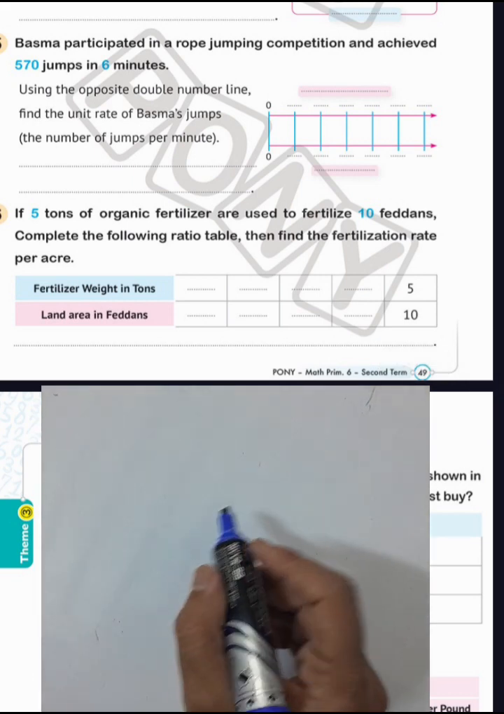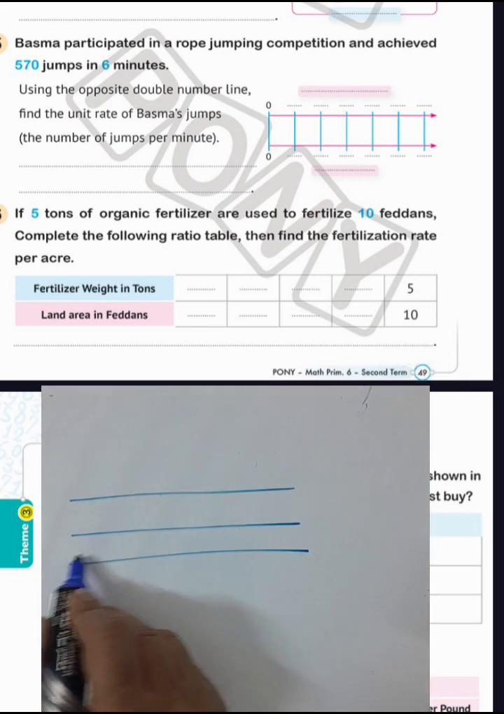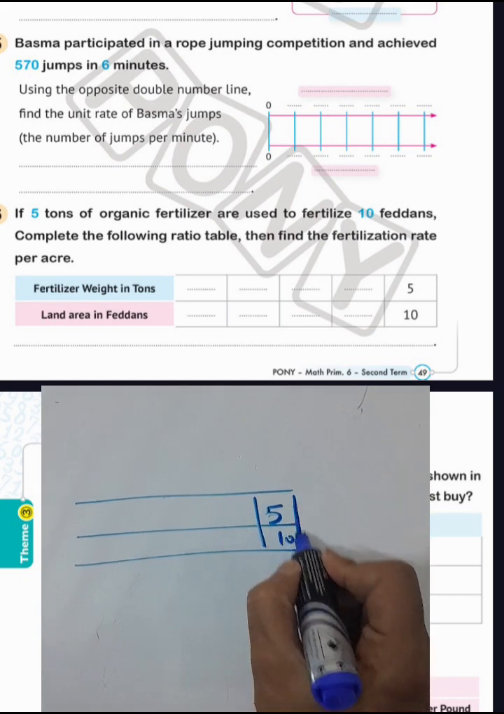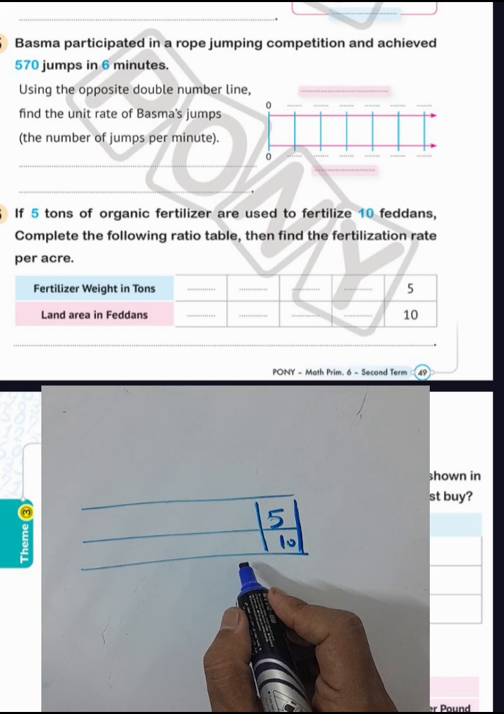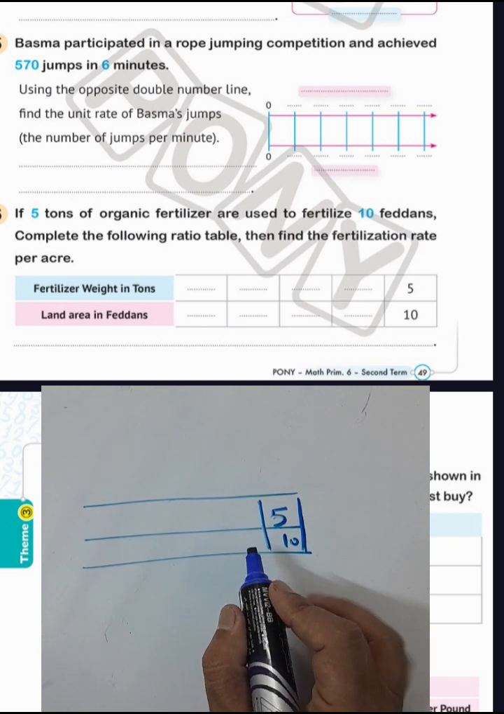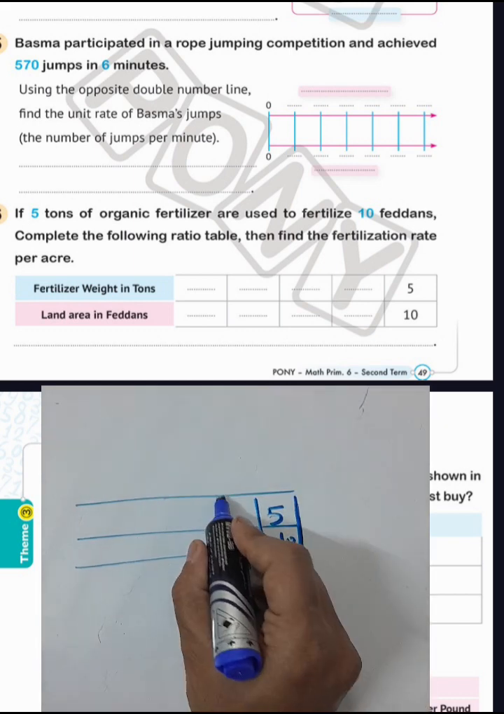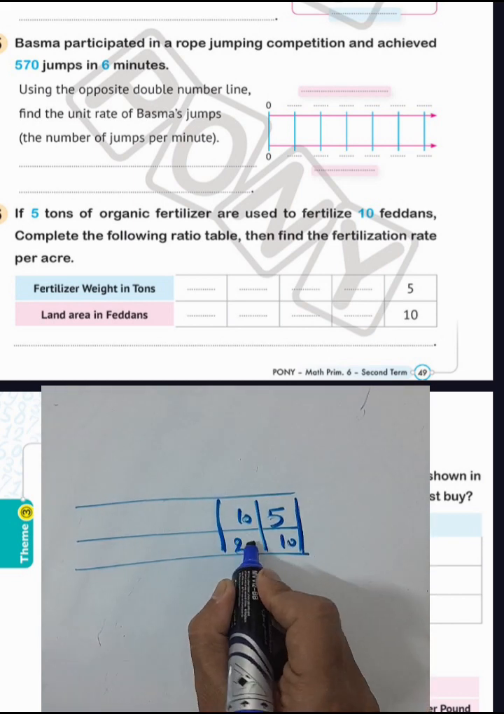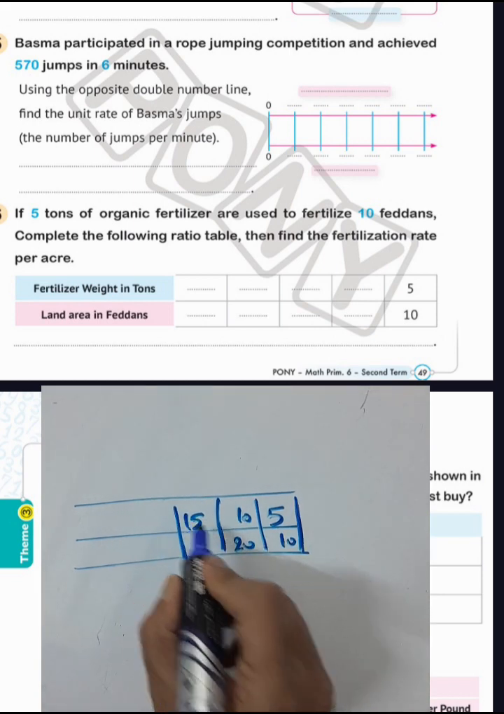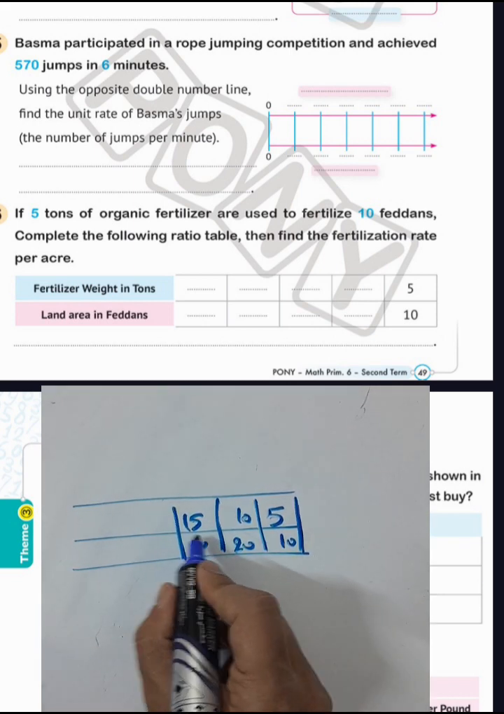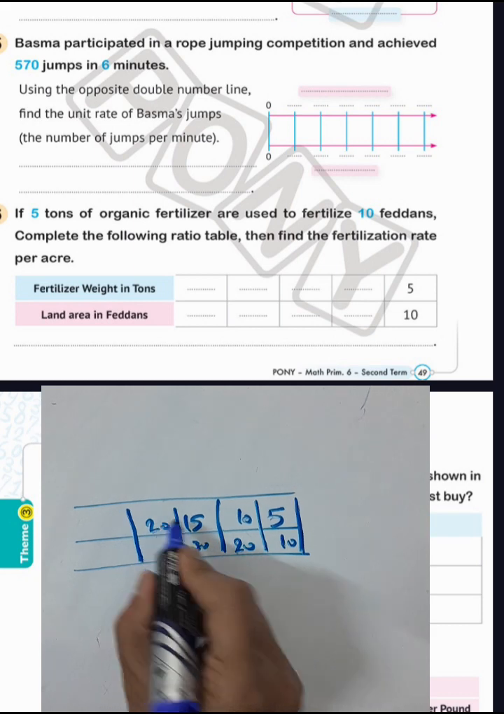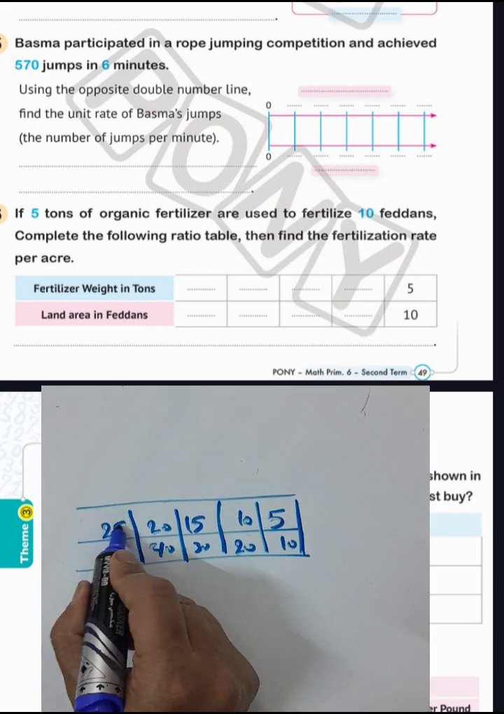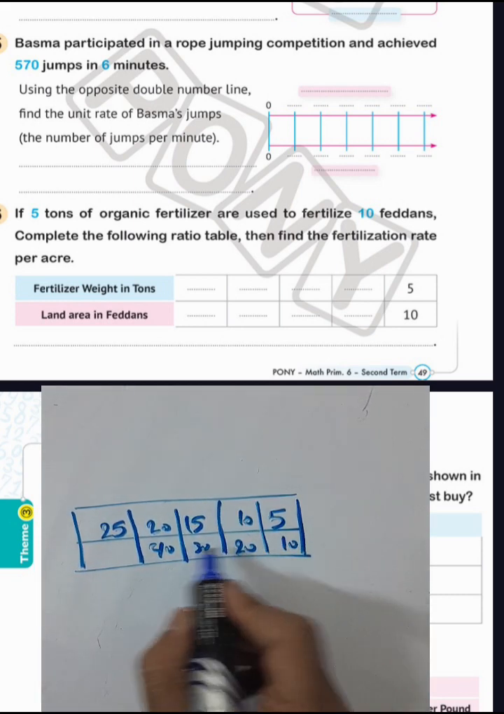We have 5 and 10. If 5 tins of oranges are used for, for example, 10 feddans: 5 times 2 equals 10. 2 times 10 equals 20. 3 times 5 equals 15. 3 times 10 equals 30. 4 times 5 equals 20. 4 times 10 equals 40. 5 times 5 is 25. 5 times 10 is 50.